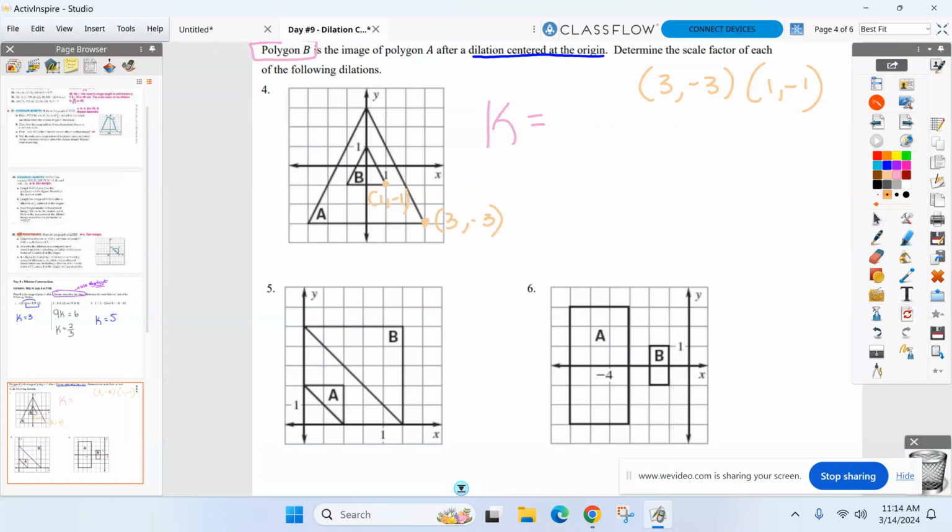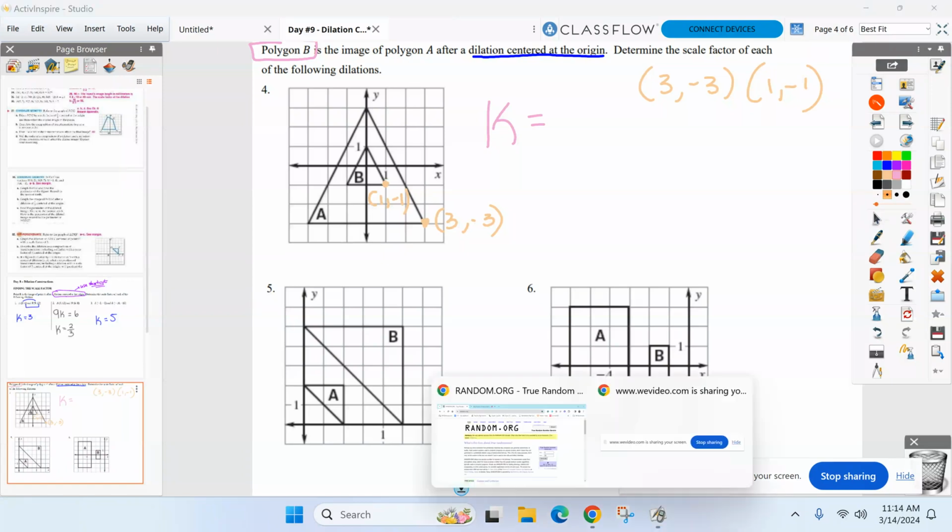I just really noticed that you take the x coordinate of the image, you put it over the x coordinate of the pre-image. Doesn't that just give you the scale factor? As long as it's the origin. Be careful. If it's not the origin, I've got to count with the slope, right? But yes, if it is the origin, that's exactly how it works. Yep.